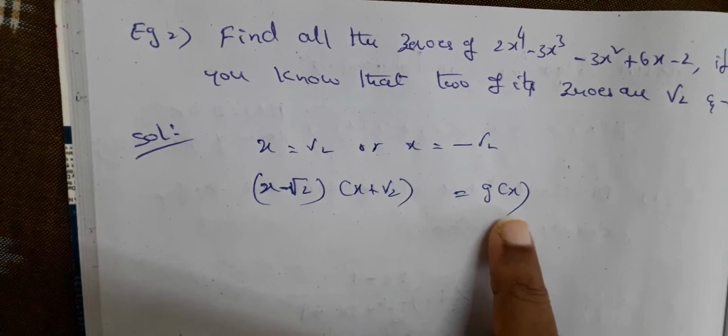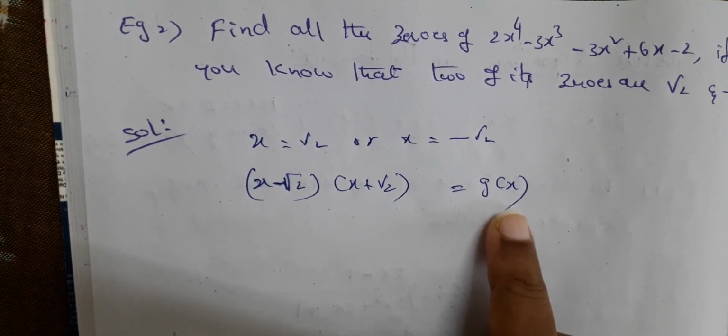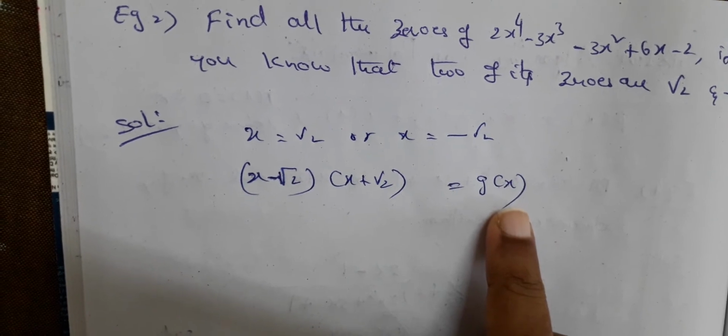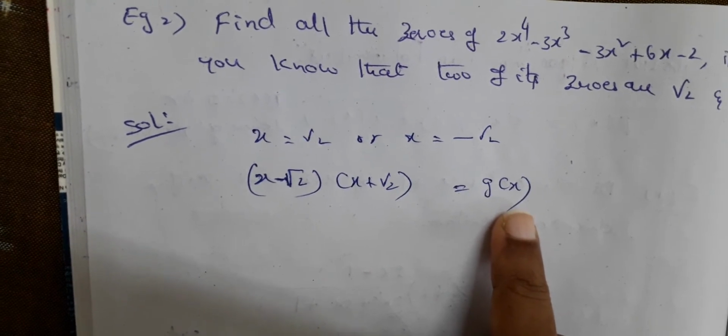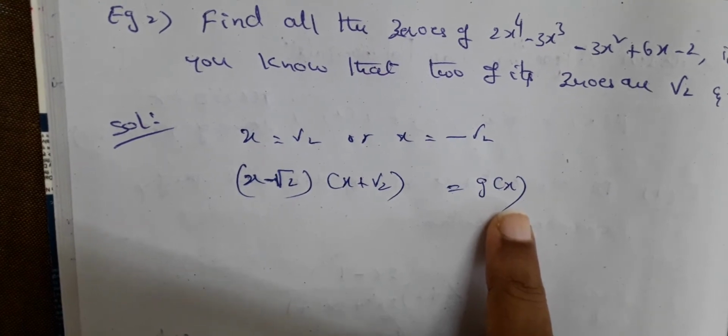So therefore x minus root 2 and x plus root 2. Now we have evaluated g of x. Now our aim is to find out q of x and r of x. Then afterwards let us see how to find out the other zeros.